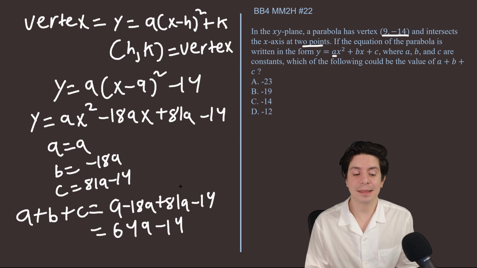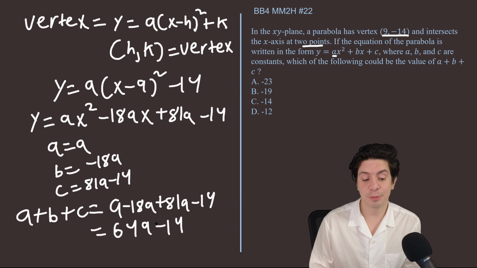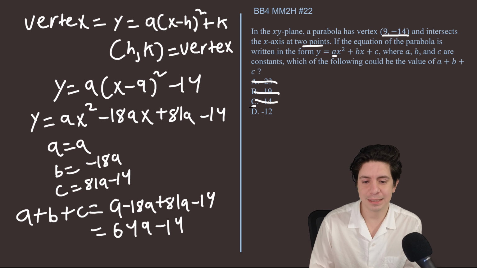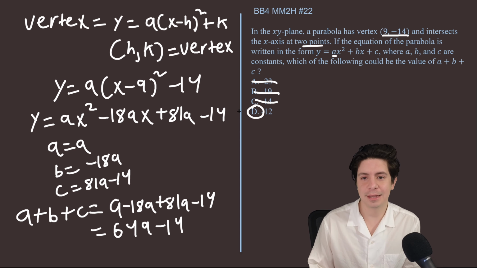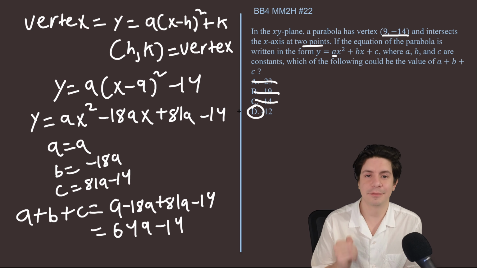Now we don't know anything about this except that a is positive. So we're going to be making this value more positive, less negative. So it has to be bigger than negative 14. Of our answer choices, the only one bigger than negative 14 is D. And that'll be the answer. We can't actually find the actual value of a plus b plus c, but we know it's not A, B, or C. So process of elimination here is what we need, and we get D.